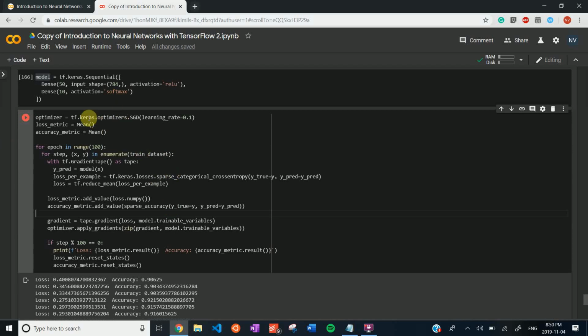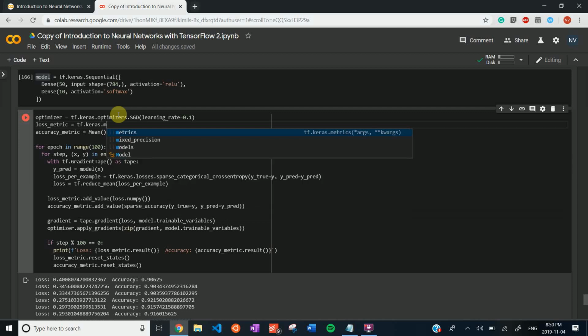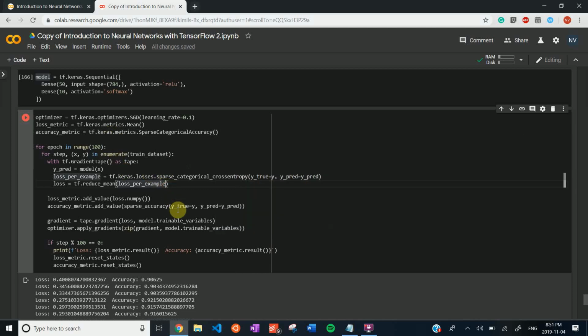And so the one thing that I did want to show you here is TensorFlow comes with this stuff built in. It's really simple. So loss metric tf.keras. So we have a mean metric here, and we also have an accuracy. Sparse categorical accuracy. And so these just make your life a lot easier. So you don't even have to do the NumPy version. You just call these functions.